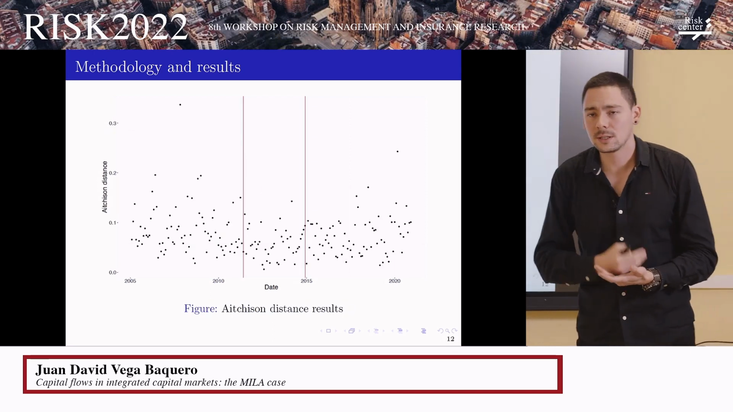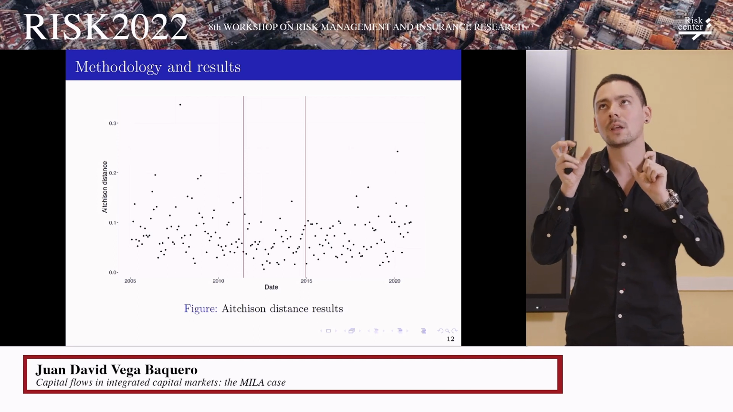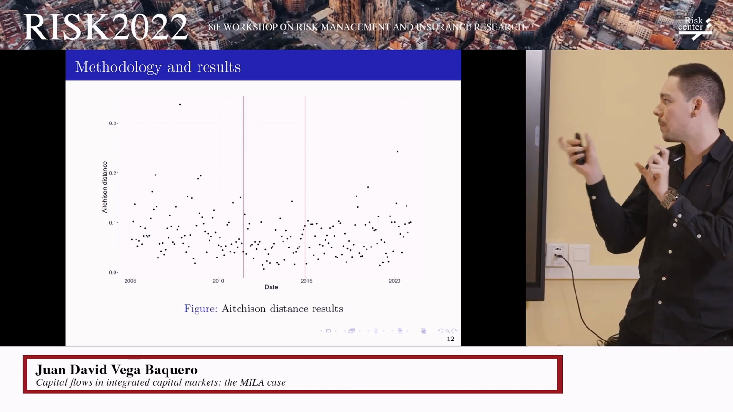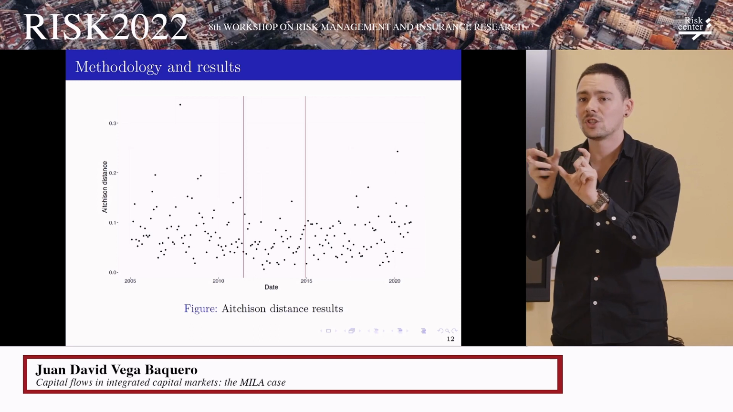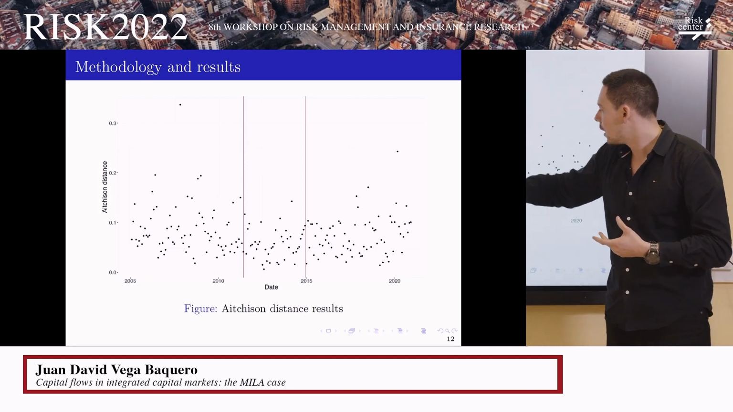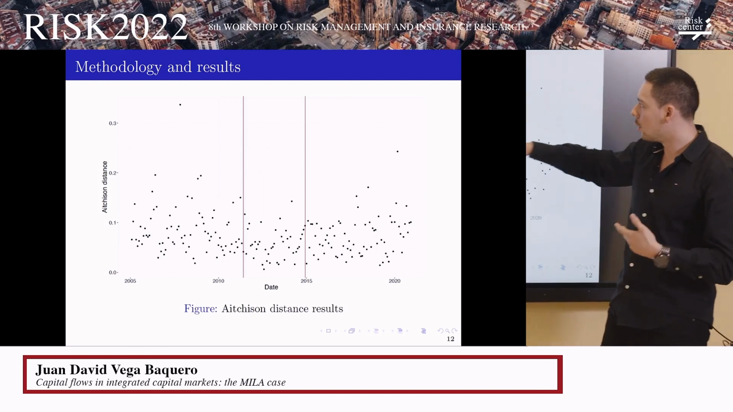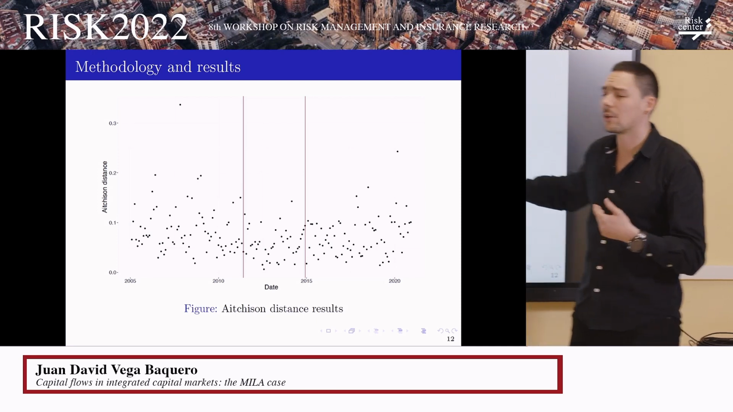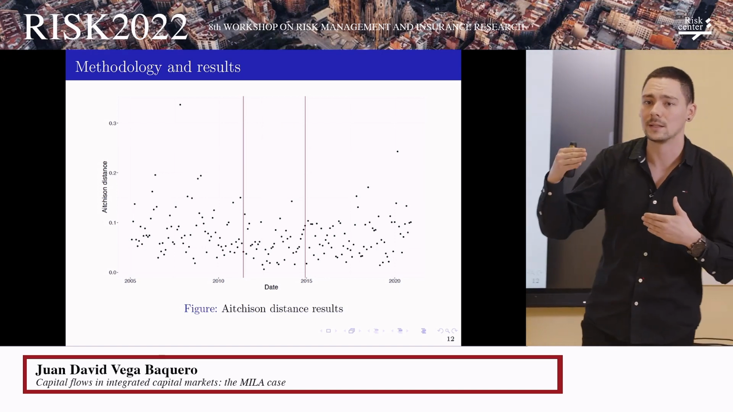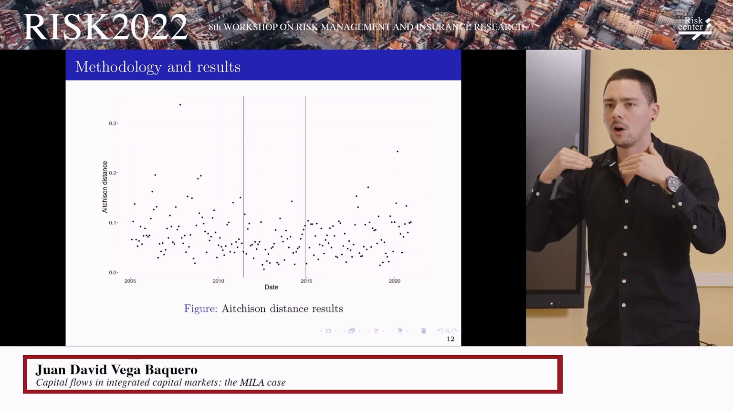Then we go to the Aitchison distance. So here, what we are trying to see is the distance between the composition of the market in one period and the composition of the market in the period before. So we are trying to see if the participations of each of the markets change substantially. And we are trying to see if there is an important change, especially in this moment when the MILA market starts to work. So we can see that almost for all the period, the distances are very close to zero, and especially in the points that we are interested in, there is no significant change in the distance. So the composition of the market continues to be very similar to the one before, so there is no flow of capitals from one market to the other.